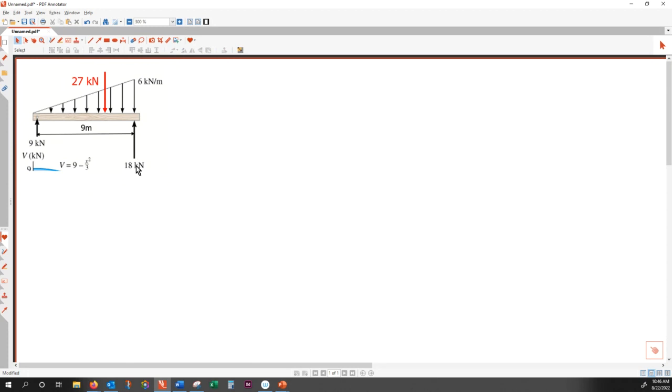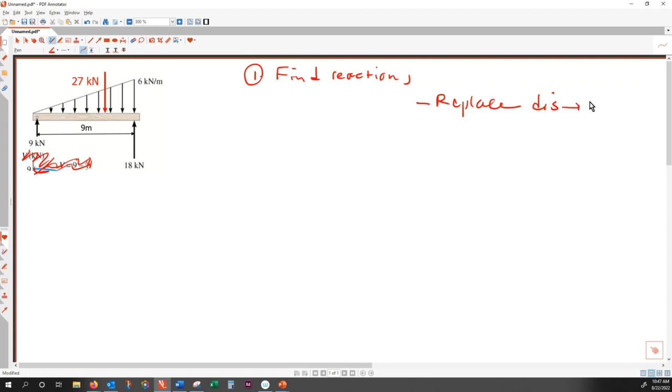So how did I find the reactions? 18 kilonewton and 9 kilonewton. How did I find it? The answer is that the first step is to find the reactions. And for this, the first step is to replace the distributed load with a point load or resultant.